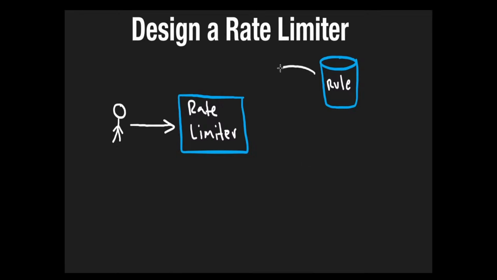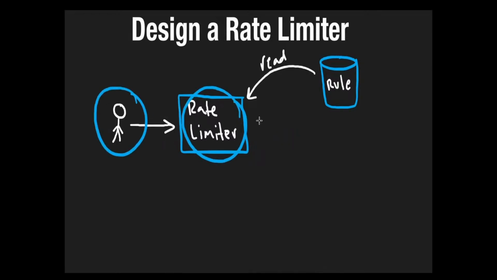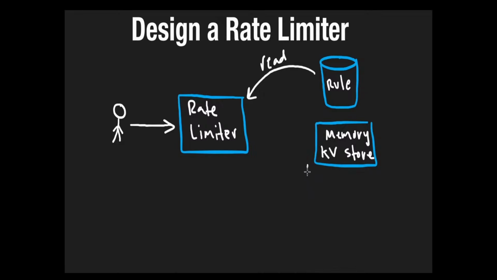Now, the rate limiter is mainly going to be reading these rules. So suppose a user is trying to upload a video, the rate limiter will check the rule for uploading videos and check, oh, okay, they can only upload 20 videos per 24 hours. Now, how does the rate limiter know how many videos the user has uploaded in the last 24 hours? Well, we could have an in-memory key value store, something like Redis or Memcache. And one of the reasons we would do this is because the rate limiter is not only going to be reading from this, but it's also going to be writing.